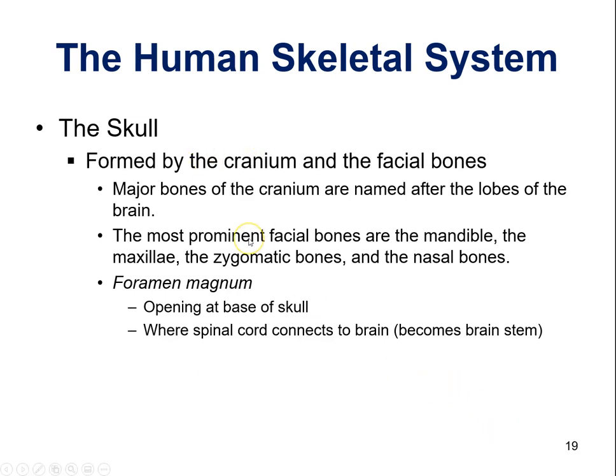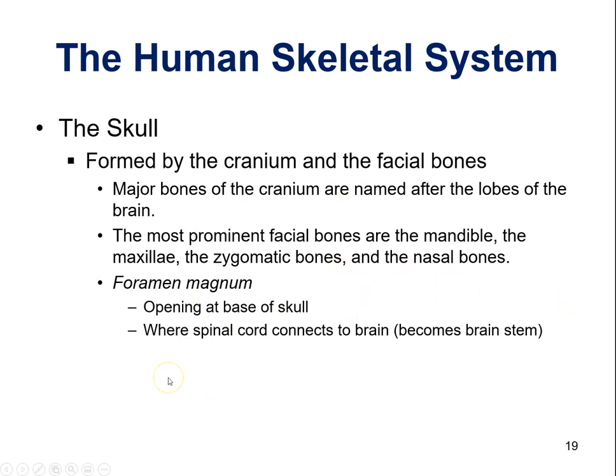So if we focus on the bones of the skull, it's formed by the cranium and the facial bones. So the skull, that's everything. In terms of the major bones of the cranium, they're actually named after the lobes of the brain. We just learned the lobes of the brain in our last chapter: frontal, parietal, occipital, and temporal. So the cranial bones are named after the lobe of the brain that they protect. In terms of facial bones, some of the most prominent are the mandible, maxilla, zygomatic, and nasal bones.